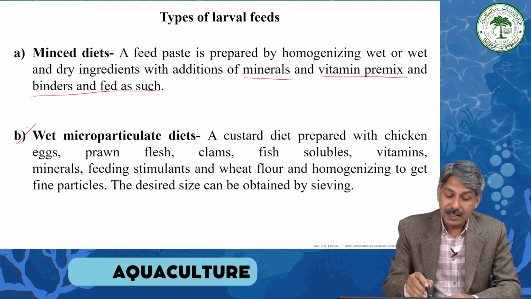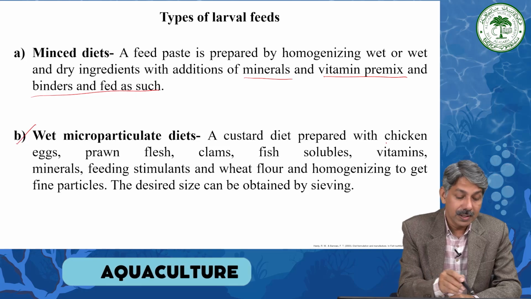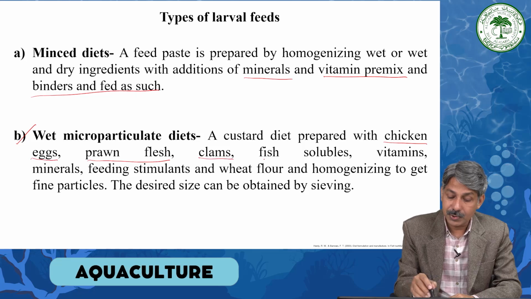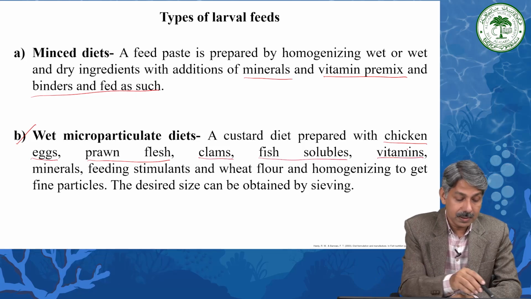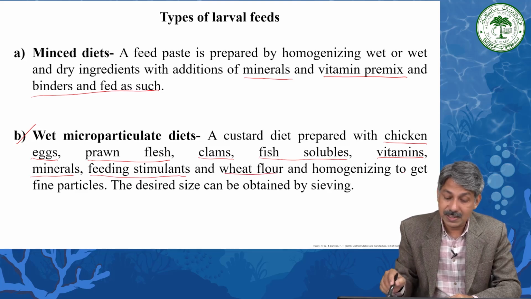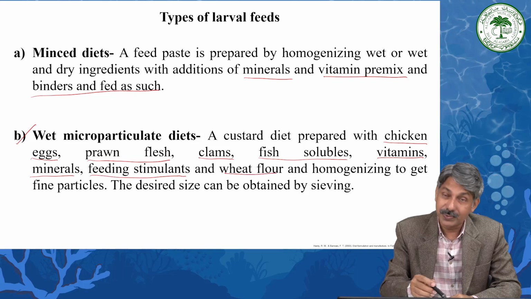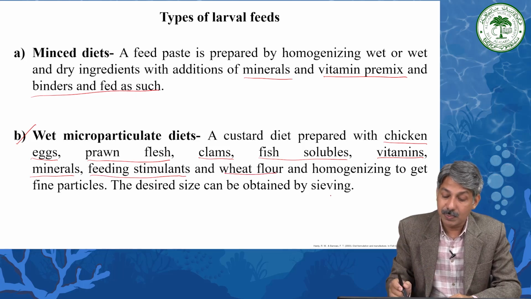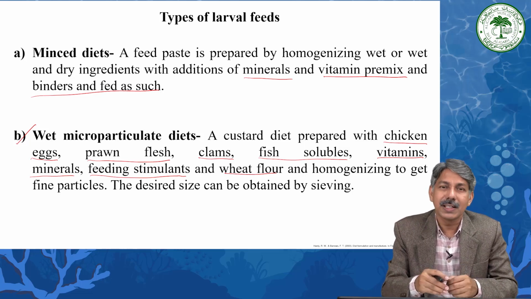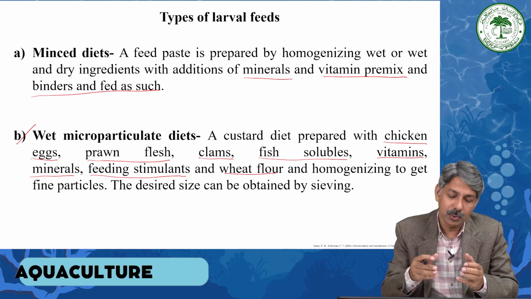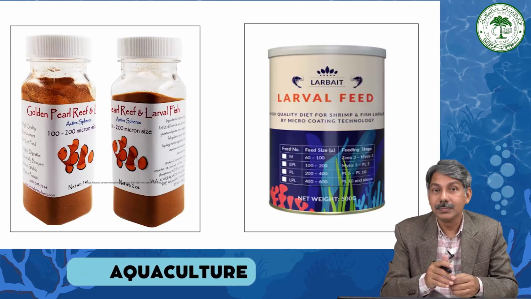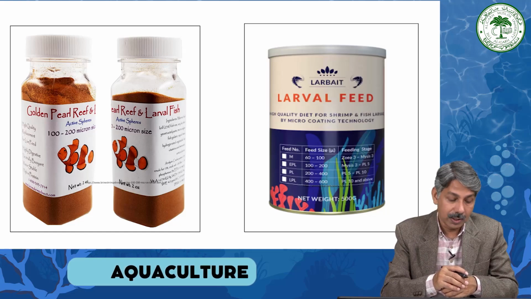Wet microparticulate diet: a custard diet prepared with chicken eggs, prawn flesh, clams, fish solubles, vitamins, minerals, feeding stimulants and wheat flour, homogenized to get fine particles out of these ingredients. The desired size can be obtained by sieving. You can mix all these ingredients, or the choice of ingredients may vary according to the region and the species which you are culturing. So that can be done. Get the desired size of the material accordingly.